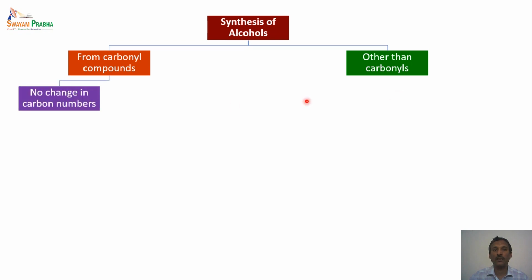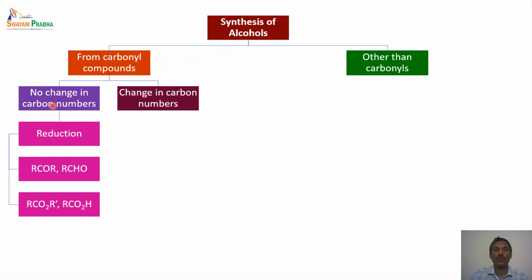Under the synthesis from carbonyl compounds, we again have two major types. One is where there is no change in the number of carbon atoms. That means the carbon skeleton remains the same from the carbonyl compound to the alcohol. The other type is where there is a change in carbon numbers. In other words, the carbonyl compound and the alcohol obtained will have a different number of carbon atoms. So these are the two major types which we will briefly look at right now.